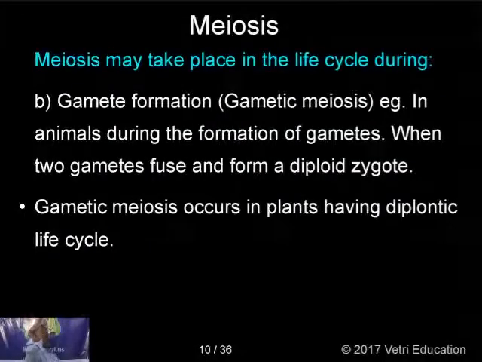Meiosis may take place during gamete formation, and that is called gametic meiosis. That is, during the formation of the gametes, the meiosis takes place. In animals, when 2 gametes fuse and form a diploid zygote, the diploid zygote again gives rise to gametes, and so on. So gametic meiosis occurs in organisms having a diplontic life cycle. Now let us see the diplontic life cycle.